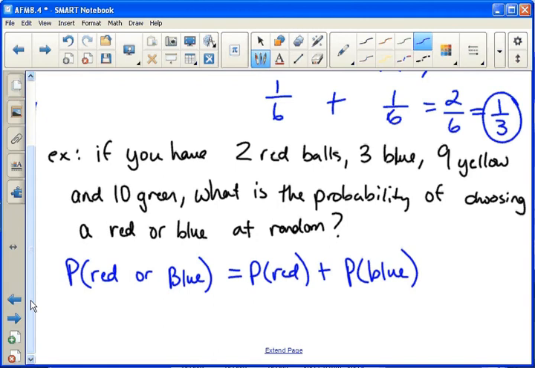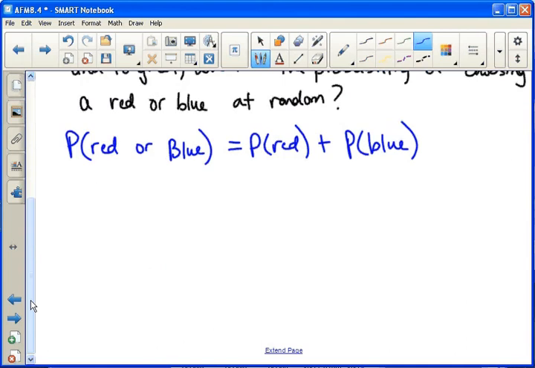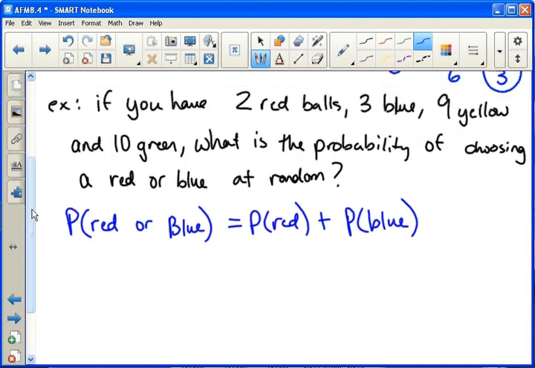Well, there are only 2 reds, so the probability of a red ball would be 2 out of 24. Plus, the probability of a blue ball would be 3 out of 24. So if we add those together, the probability of getting a red or a blue would be 5 out of 24.